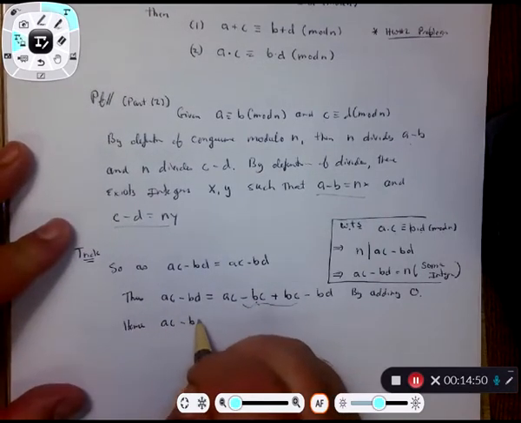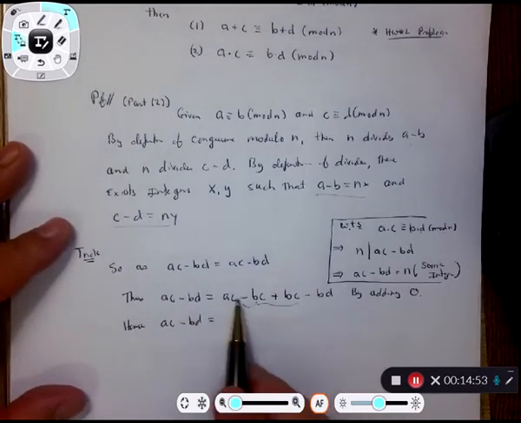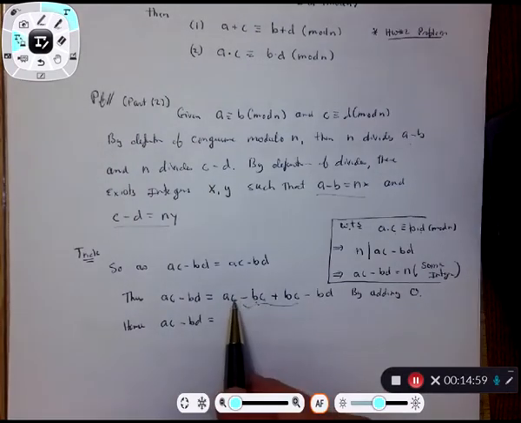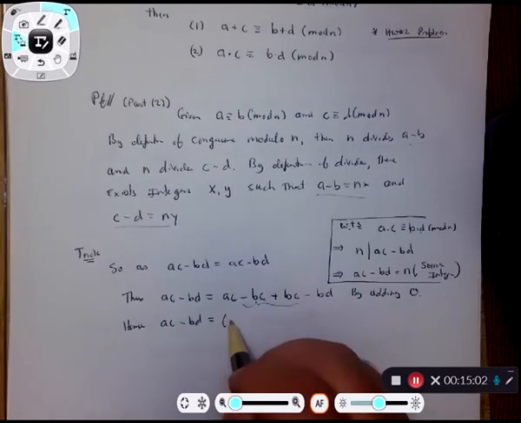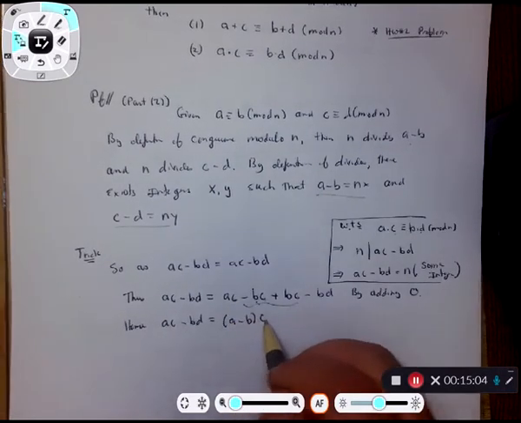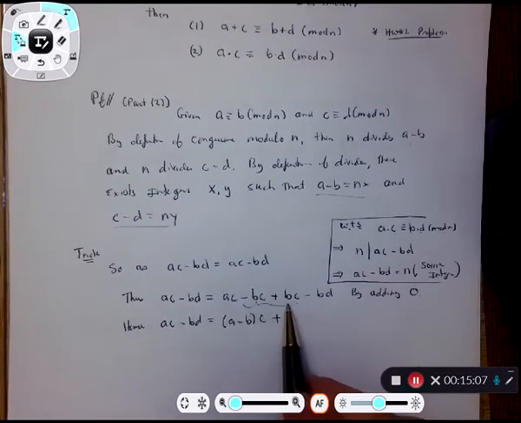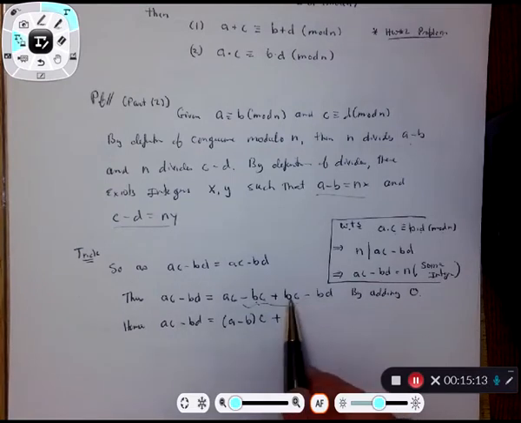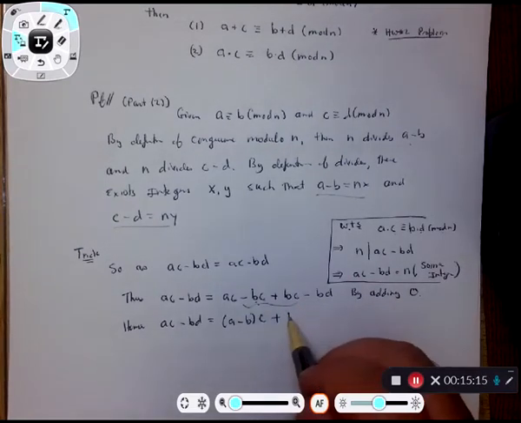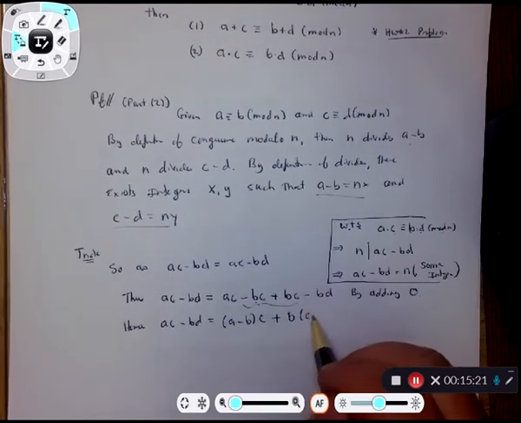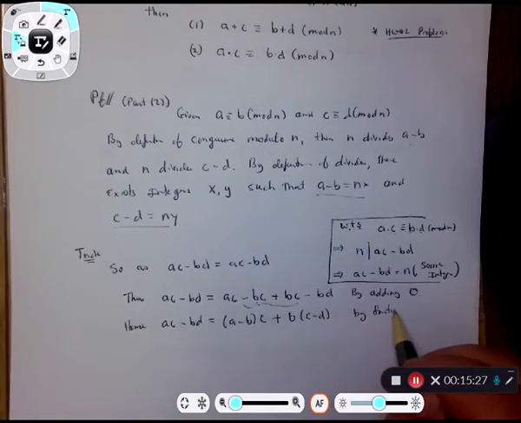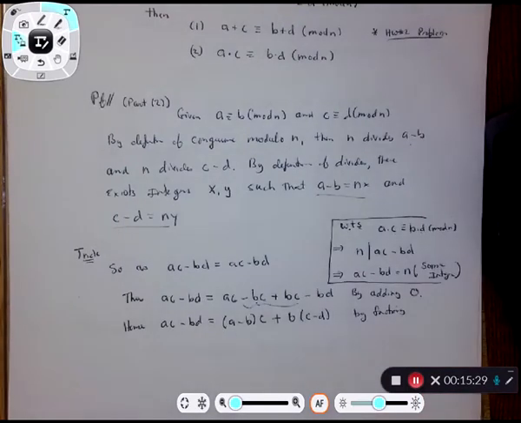AC minus BD is equal to, now what do I have in common on the first two terms? This is the famous factor by grouping. I have a C in common. I'm going to factor it out. So it'll be A minus B times C plus, what do I have in common on the BC minus BD? I have a B in both of those terms, so I'm going to factor it out, and that goes in the front. So it'll be B times C minus D. And this was by factor by grouping, the more appropriate term here. Okay?